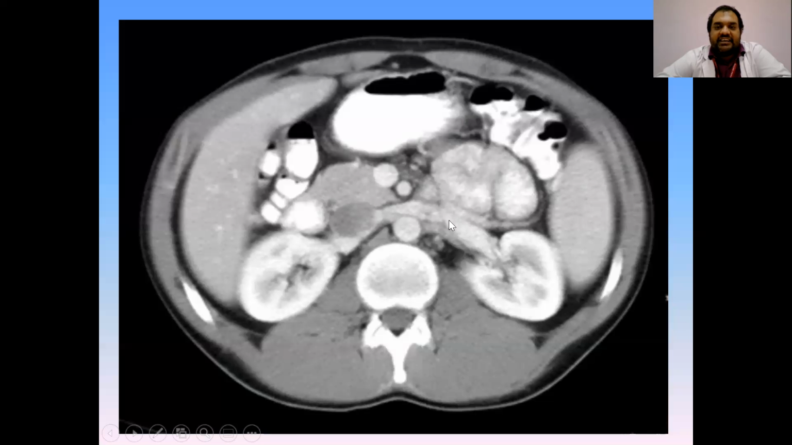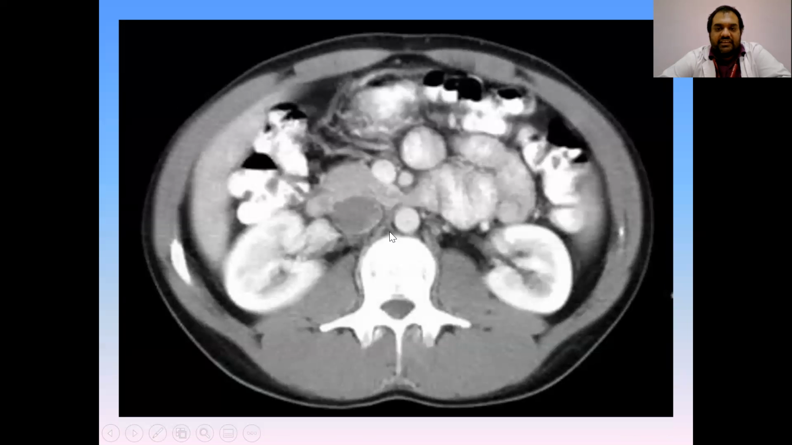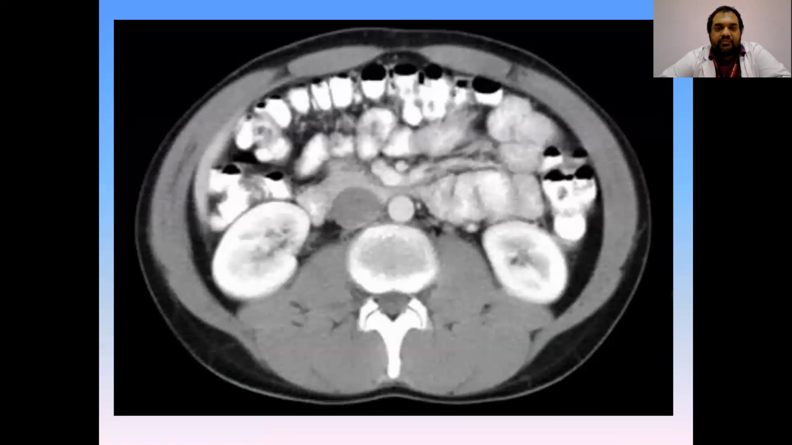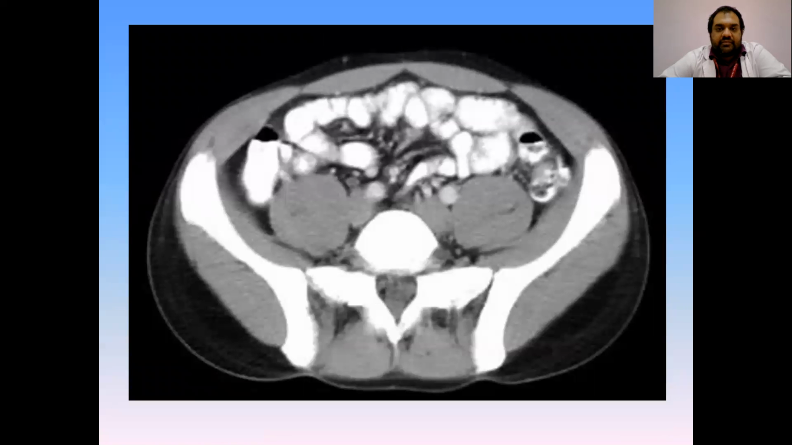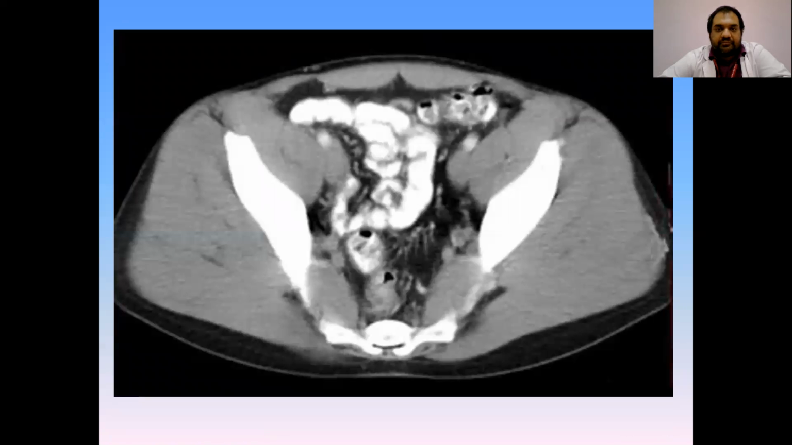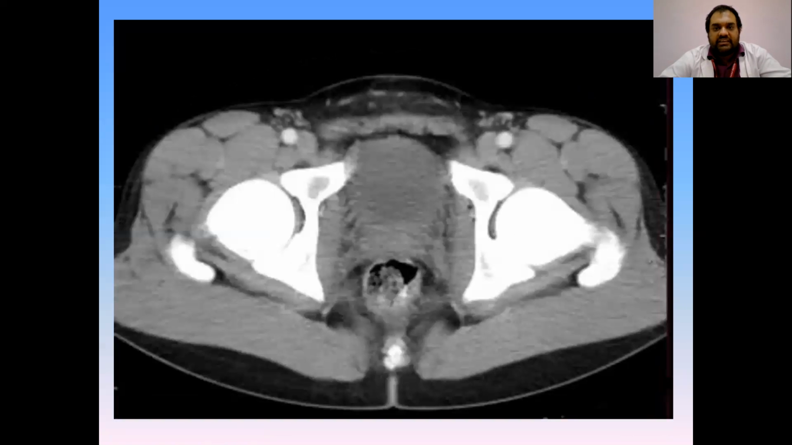You can see the renal arteries, both the renal arteries can be seen in this section. And you can see the multiple bowel loops in this section of the image. And this is the level of the bladder.